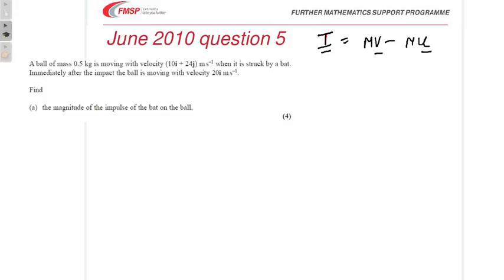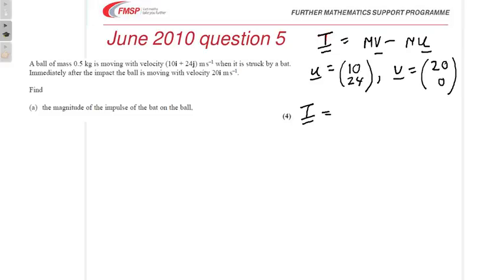So we're given that u, the initial velocity, is 10i plus 24j, and v, the velocity after impact, after the impulse, is 20i plus 0j. So plugging that in then, I equals 0.5 m into v minus u, 20, 0 minus 10, 24.